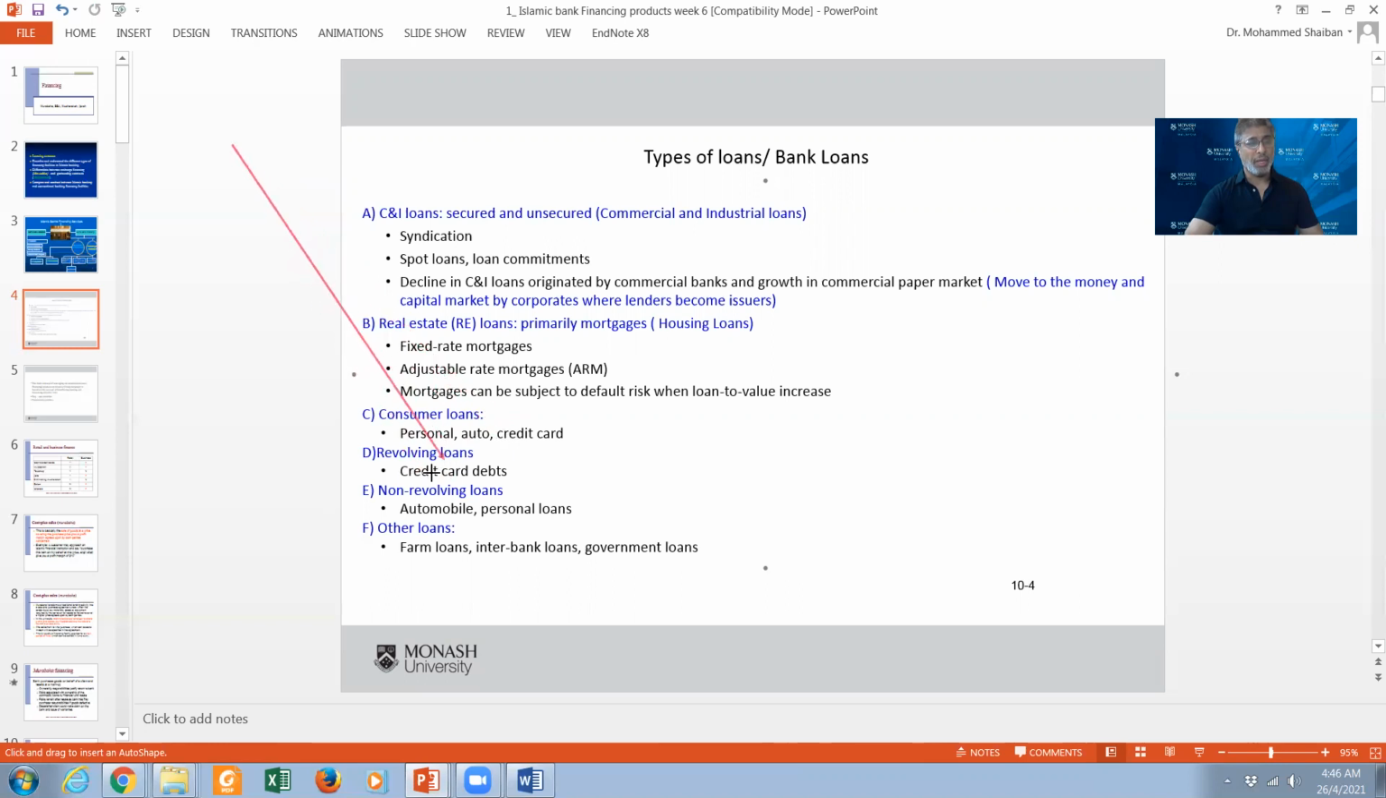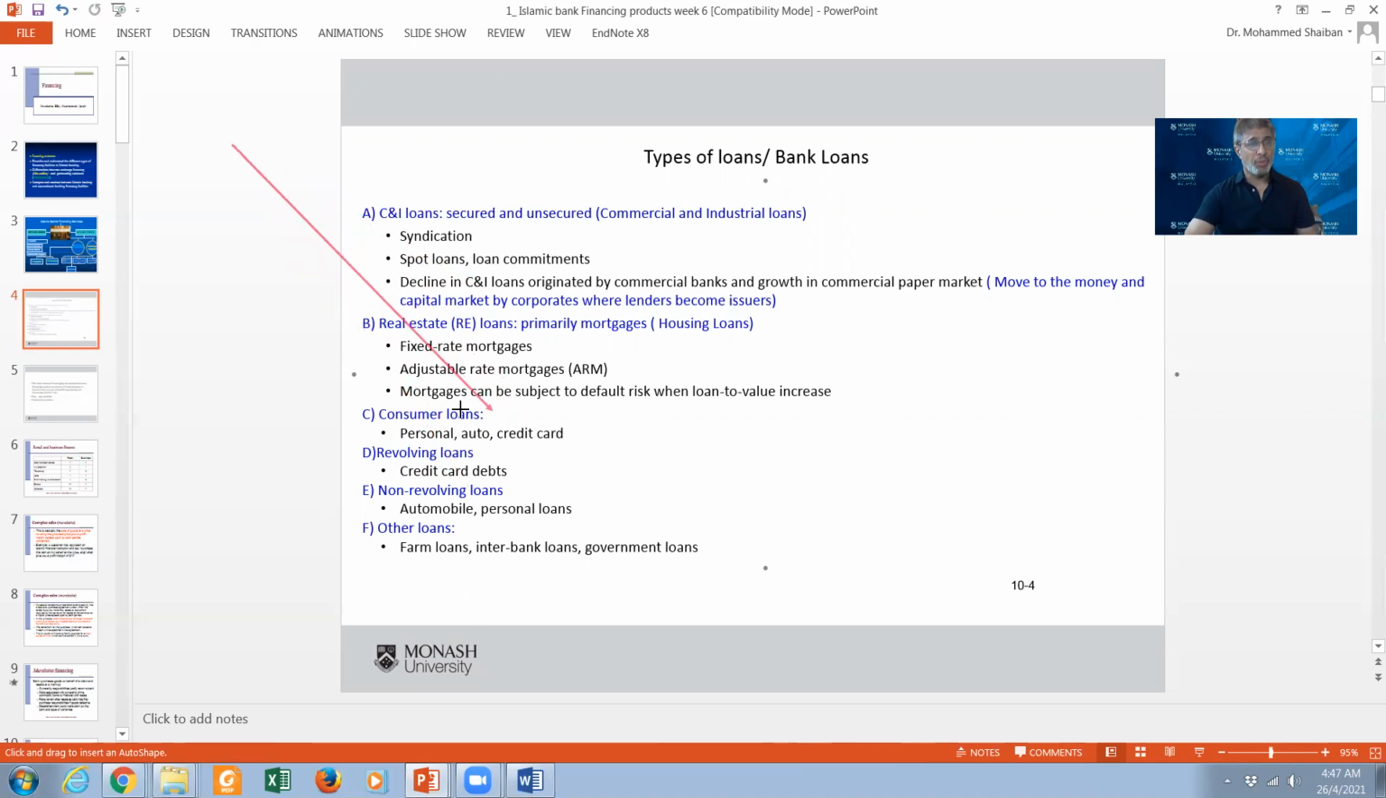Some of those loans are revolving, like the credit cards. You don't have to make a contract every month. As long as you pay the statement, it will just be renewed and you can withdraw. Then you clear the statement at the end of the month and you start to withdraw again.